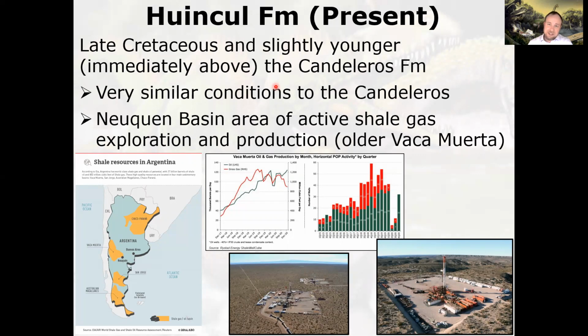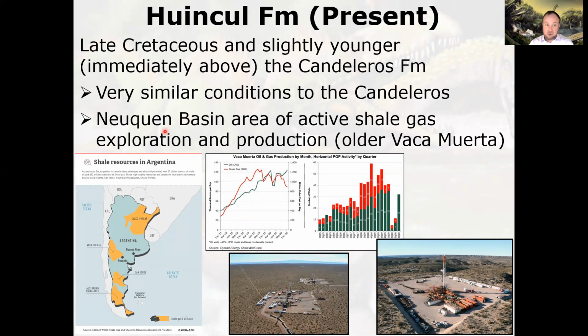And so remember that not all dinosaurs are present in all places at all times. As we move up through the strata, the dinosaurs that we see are going to change, and the dinosaurs that are filling those roles are going to change. The dinosaur groups are probably not going to change too much, but the individual species is going to change quite a lot. And that's what we see here. Very similar conditions to the Candeleros. We've still got that uplifted highland to the west. We're still flushing sediment into the basin, and we still have these stream deposits, but very slightly different.